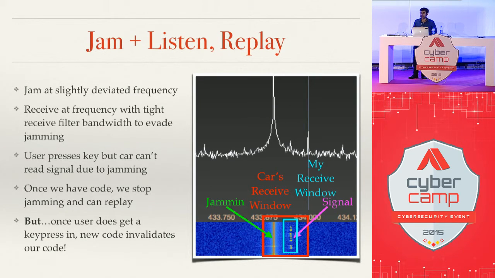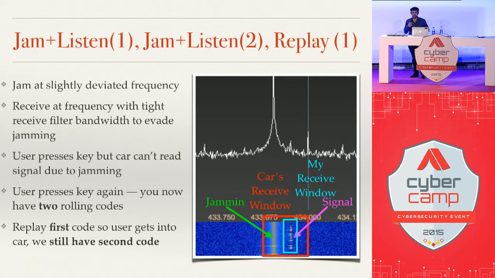What prevents this attack is that every time you actually do unlock or lock your vehicle, all previous rolling codes are gone. They stop working. So the way it works is I need a code in the future to work. So what we can do is we can actually do this twice.